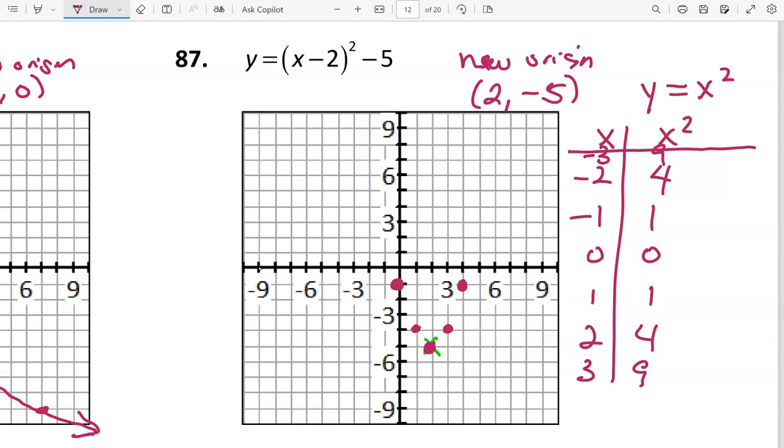-3 squared is 9 and 3 squared is 9. So 3 to the left of the new origin and 9 up, or 3 to the right of the new origin and 9 up, give us some additional points for added accuracy to the graph.